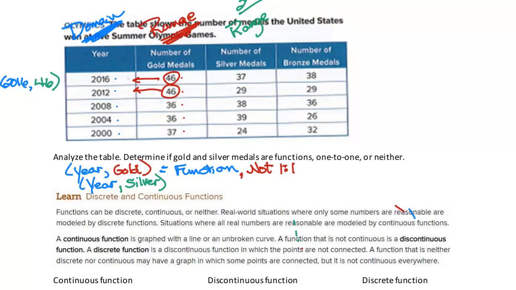So back again, first of all, if I look at the year, is it a function to go from the year to the number of silver medals? Is that a yes or a no? Yes, it is a function. And then to go to the silver medals, check and see, do I have any repeated numbers? 37, 29, 38, 39, 24. You do not, so yes, it is a one-to-one function.